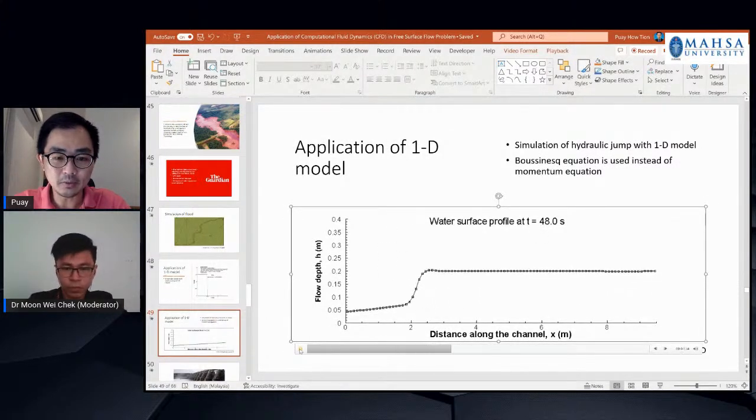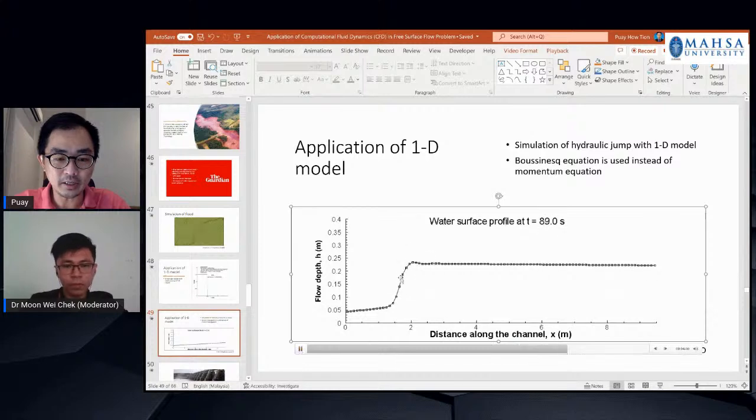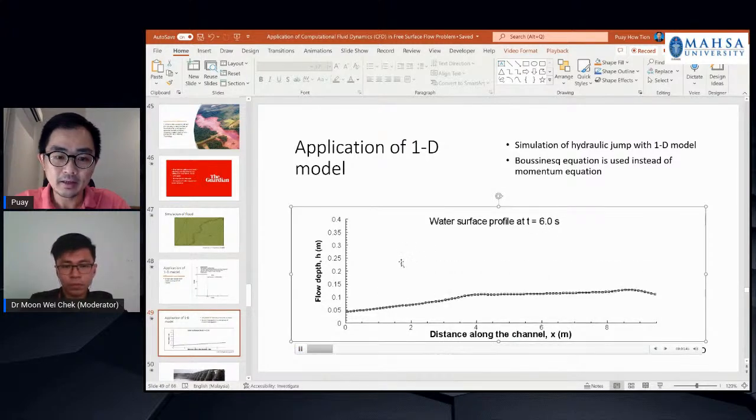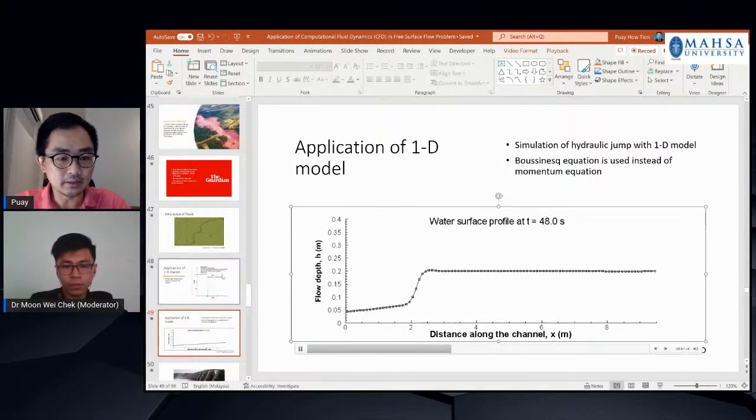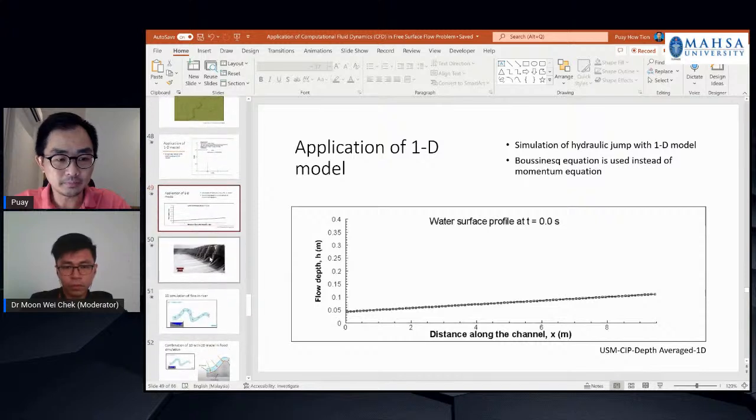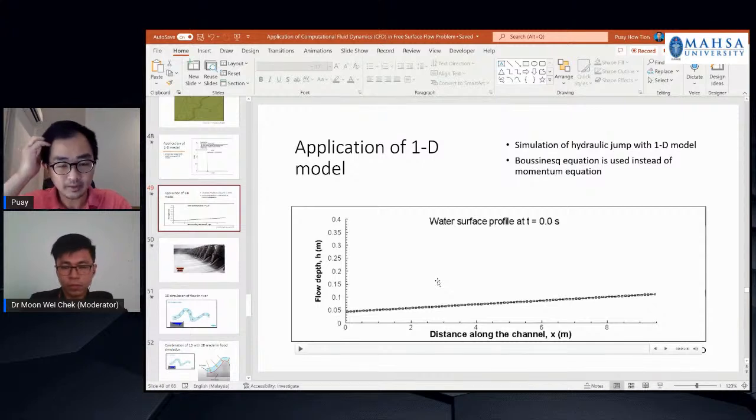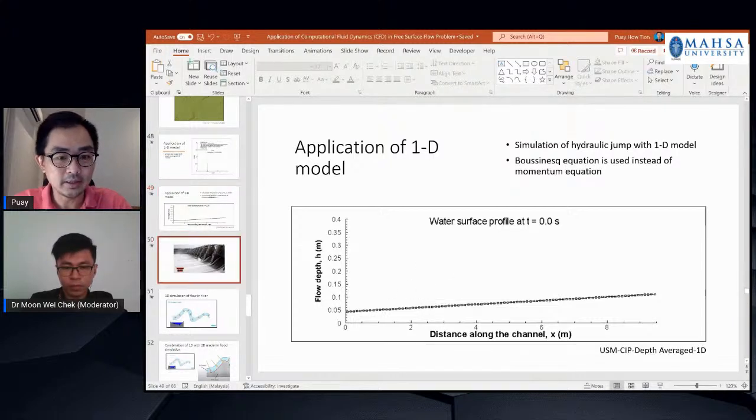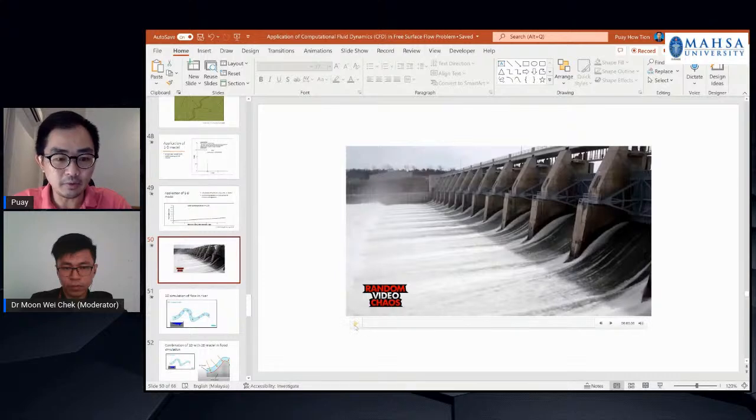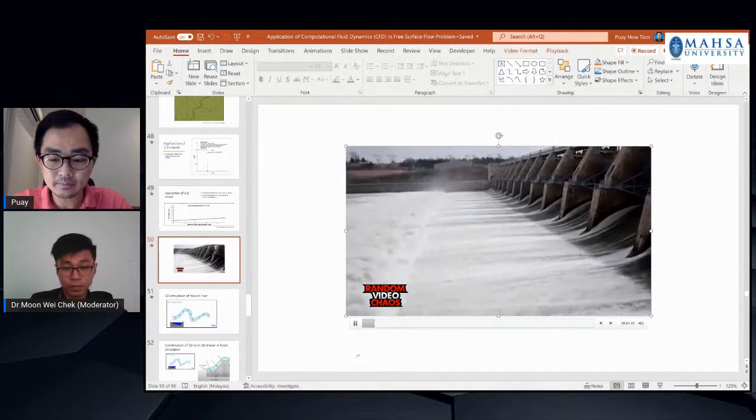hydraulic jump. This is a simulation of hydraulic jump. You can see there's a sudden jump of water here. This phenomenon can be seen at the downstream of a spillway. And we don't need to resort to a 3D model, or even a 2D model. We can use a 1D model to investigate the location and the height of the hydraulic jump. So this is a replication of a phenomenon like this.